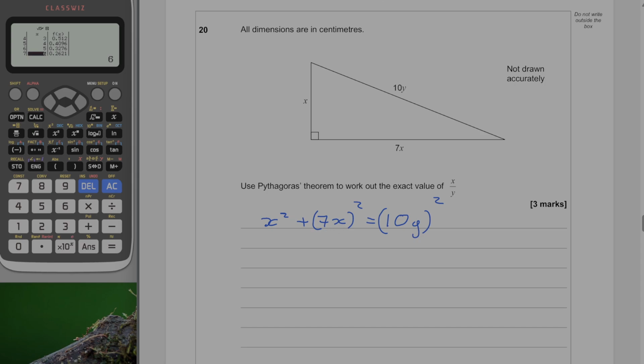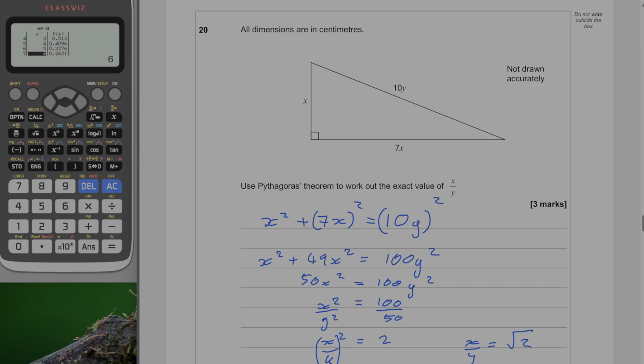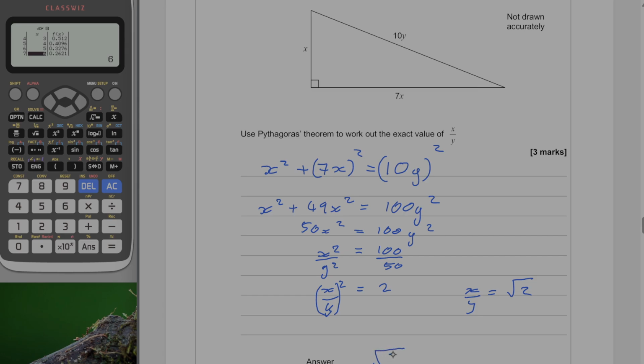So that's going to give me x squared plus 49x squared is equal to 100y squared. So I've got 50x squared is equal to 100y squared. If I rearrange this a little bit, I want x over y, so I'm going to start with x squared over y squared. So x squared over y squared is going to be equal to 100 over 50, which is equal to 2. So x over y is going to be equal to root 2. I'm going to leave it like root 2. I could go decimal, but root 2 is fine.